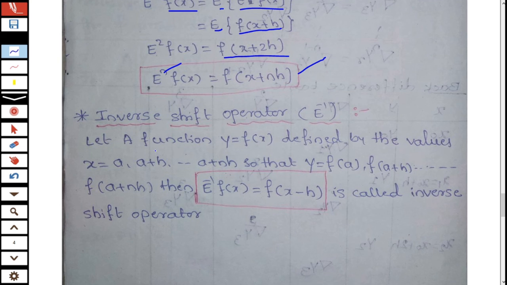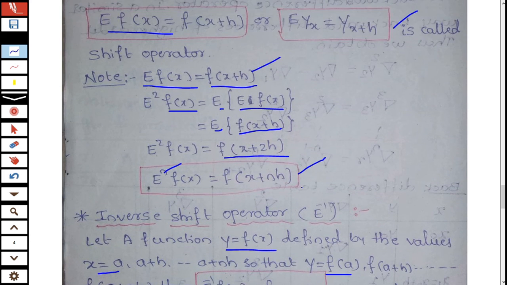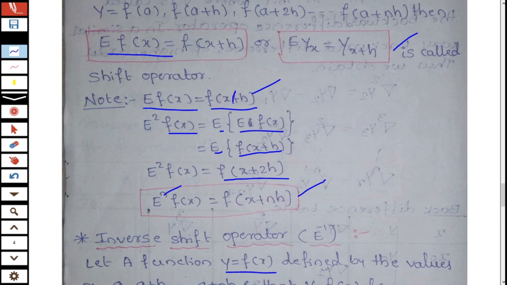Let a function y equal to f of x be defined by the values x equal to a plus h, and so on up to a plus nh, so that y gives f of a plus h, up to f of a plus nh. Then E inverse of f of x equals f of x minus h, and it is called the inverse shift operator. The difference is the minus sign here, whereas in the shift operator it is a plus sign. That is the main difference.